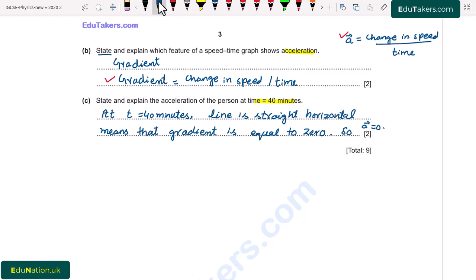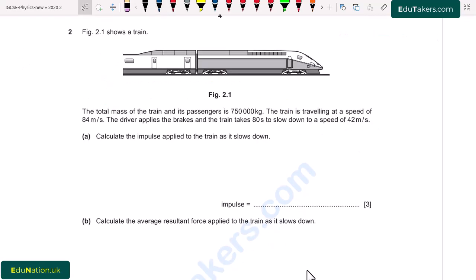Question number 2. Figure 2.1 shows a train. The total mass of the train and its passenger is 750,000 kg. The train is traveling at a speed of 84 meters per second. The driver applies the brakes and the train takes 80 seconds to slow down to the speed of 42 meters per second. Part A. Calculate the impulse applied to the train as it slows down.